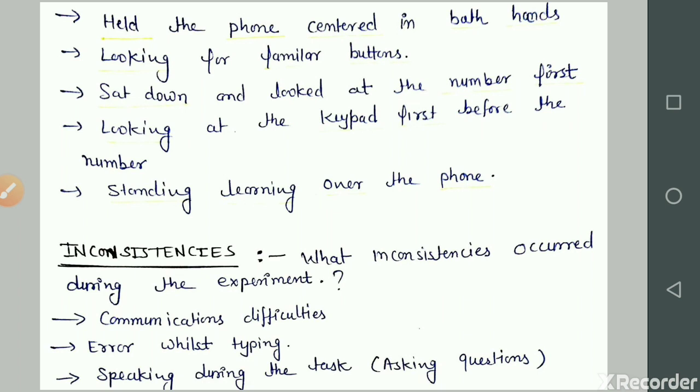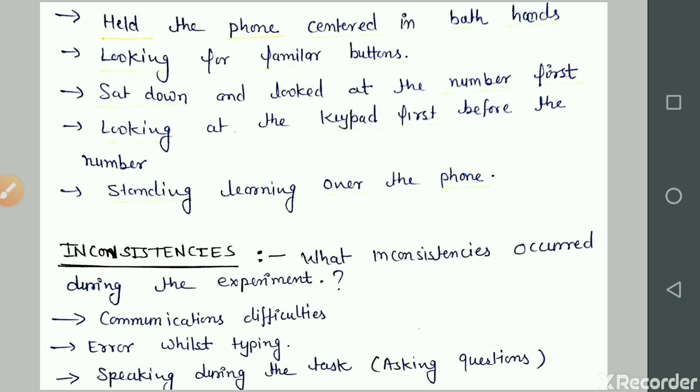Next is holding the phone centered in both hands, and looking for familiar buttons. Looking at the number first, or looking at the keypad first before the numbers, and standing leaning over the phone. So different tasks we have already performed on the phone and different keypads.